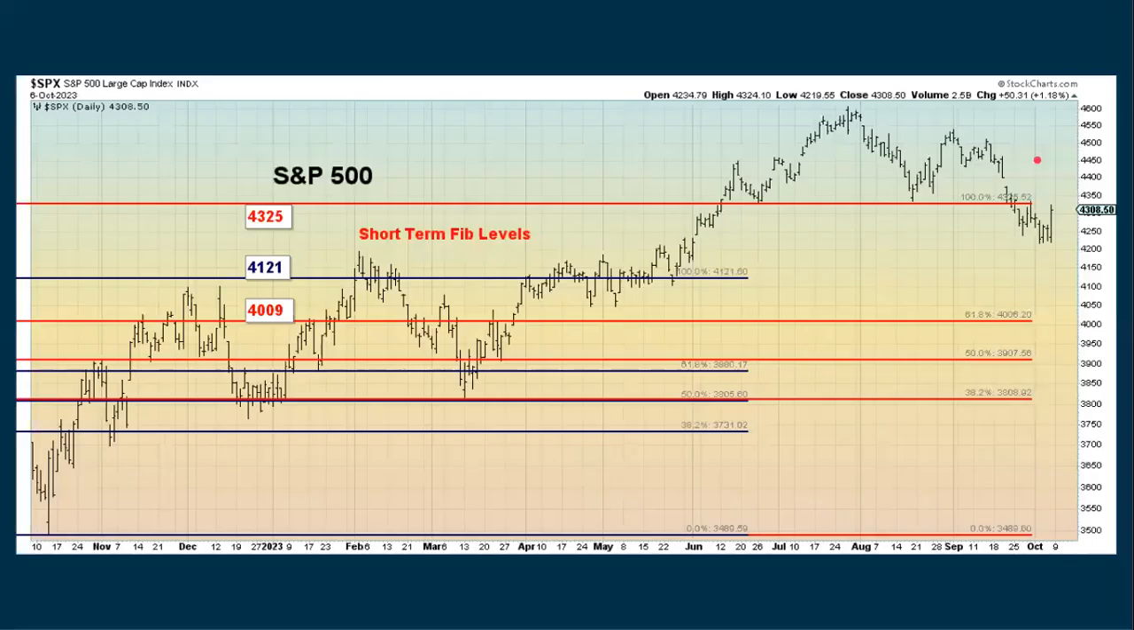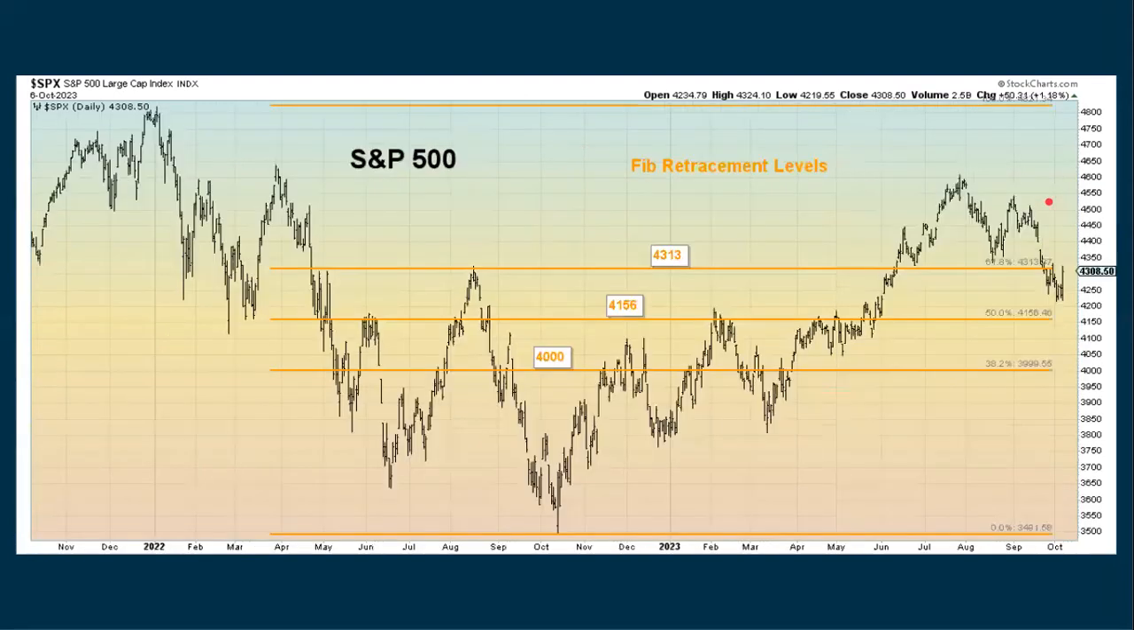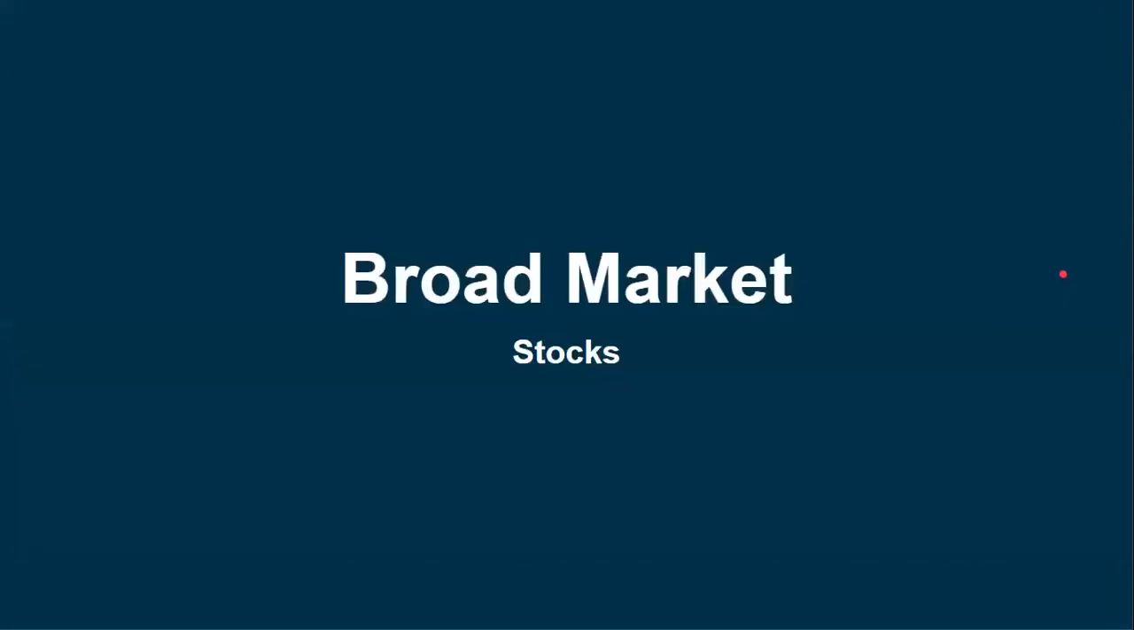Keeping an eye on the S&P 500, we're coming back up to this 100% retracement level. We haven't closed above that yet, so it's still overhead resistance. Here's another fib chart, longer term, where we're almost back up to the 61.8% retracement level. We have not closed above that, so it's still counted as overhead resistance.